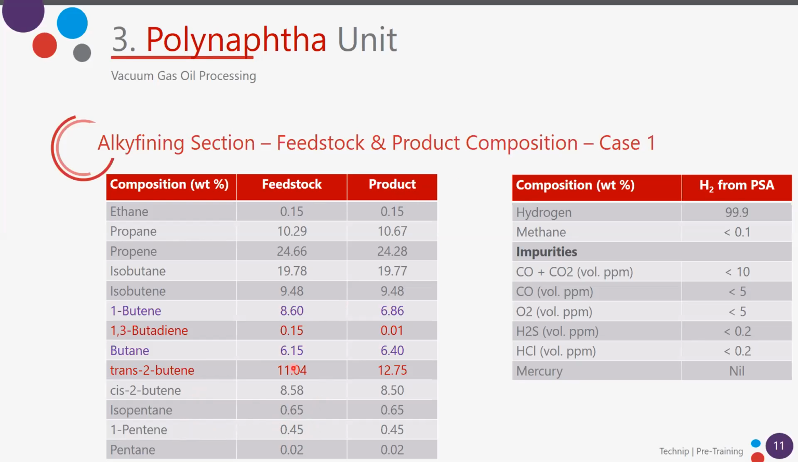And here the main objective is to decrease this quantity, okay? This 0.15% will go to this quantity of the butadiene in the feedstock. Of course, all this information, you will find it in the process design basis, in this case for unit 9. Okay, the polynaphtha unit is unit 9 in the refinery. So, and this is the document number for this specification.